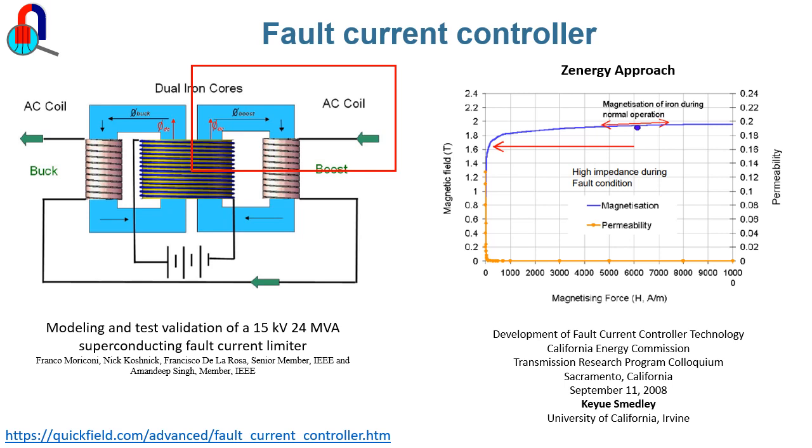If we look at the B-H characteristics, the operating point would be out here where the core is saturated. So under normal operation, there won't be any impedance. And now we have a fault current. The field will drive the core out of saturation, pushing us back down here, where we would have suddenly a greater impedance to the fault current.